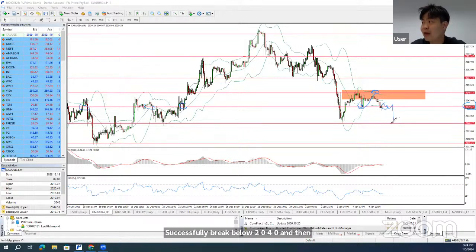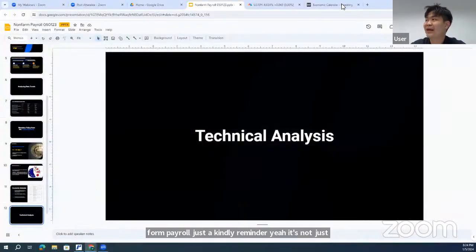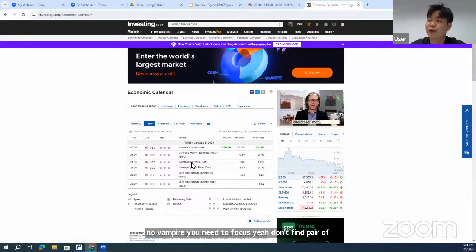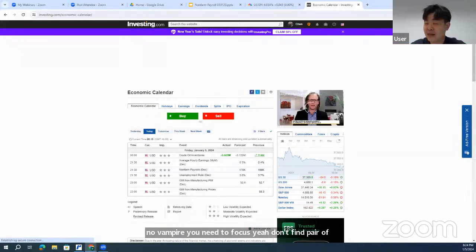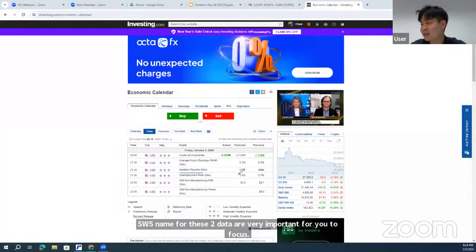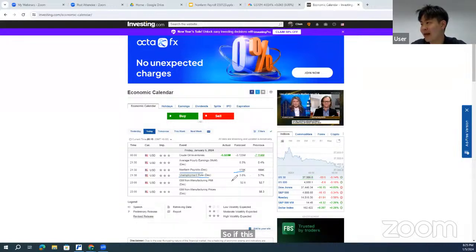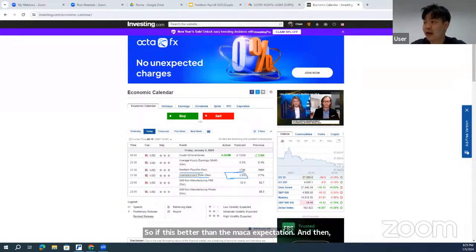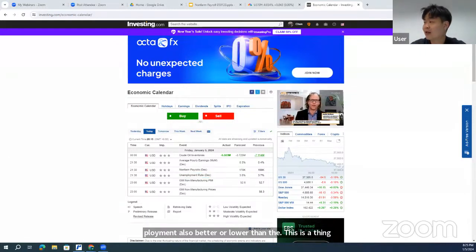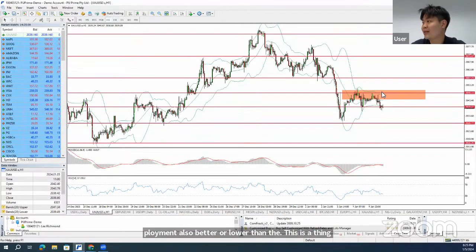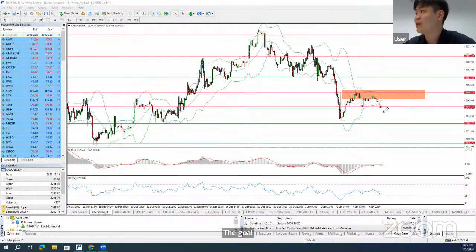non-farm payroll, just a kind reminder, it's not just non-farm payroll you need to focus on. Non-farm payroll as well as the unemployment rate, these two data are very important for you to focus on. So if this NFP is better than the market expectation, and the unemployment rate is also better, or lower, than the market expectations, this can cause the dollar to go up aggressively. Then if the gold price successfully breaks below 2040, we can expect it will likely extend its losses.